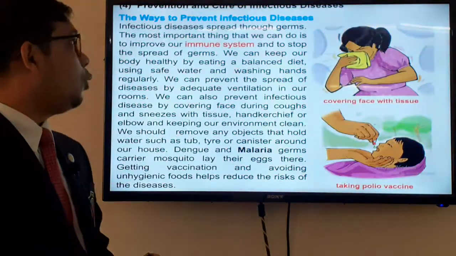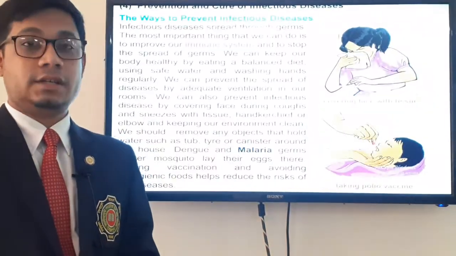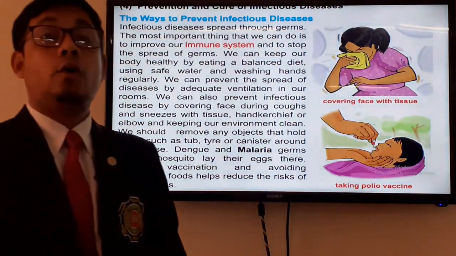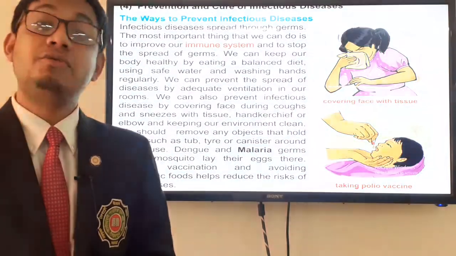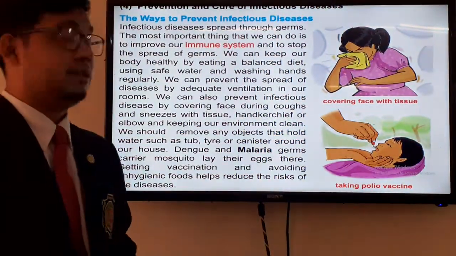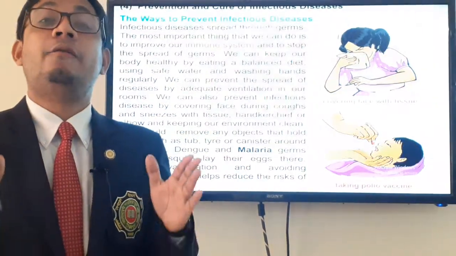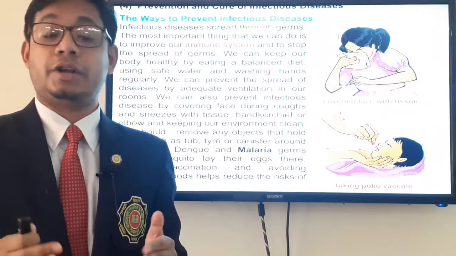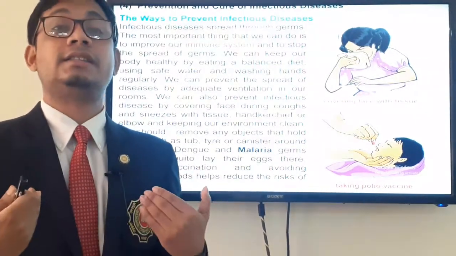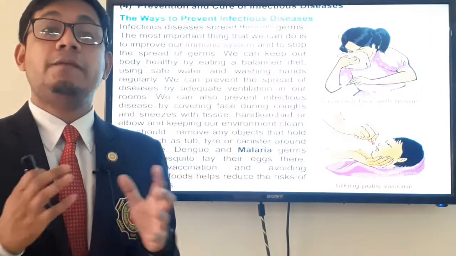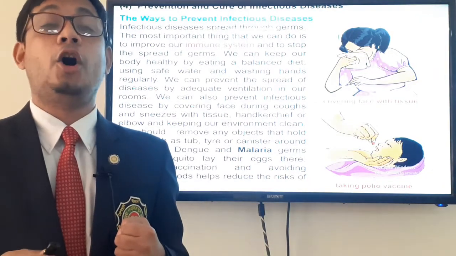The most important thing we can do to avoid getting affected by infectious disease is to improve our immune system. So what is the immune system? The immune system is a system in our body by which we can fight against different types of viruses, bacteria, and diseases. If our immune system gets strong, we will not be affected by viral, fungal, or bacterial diseases.